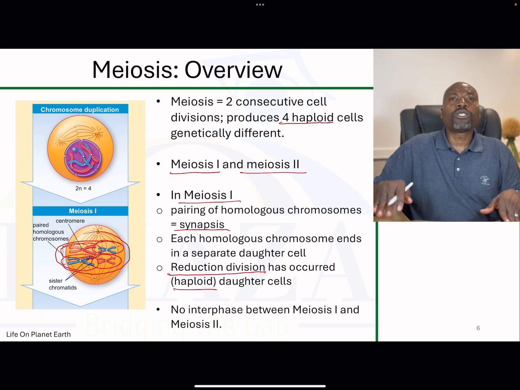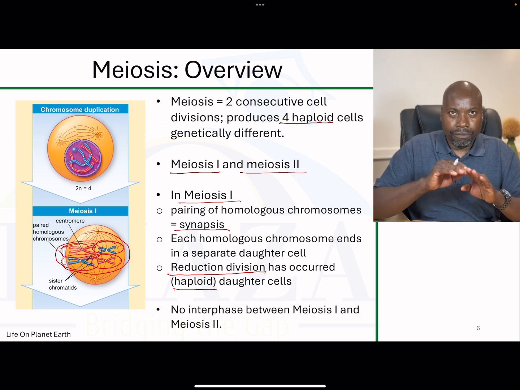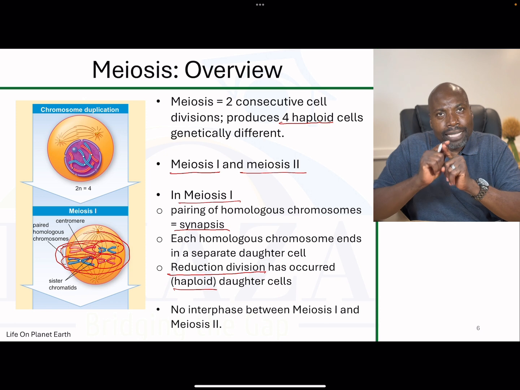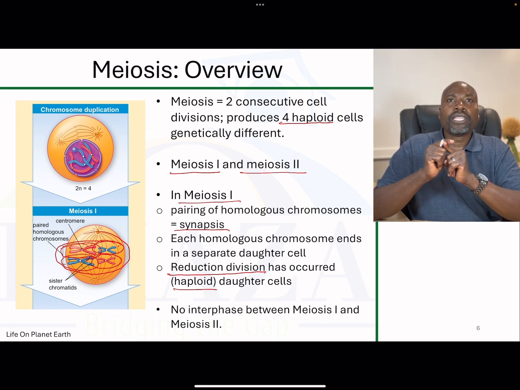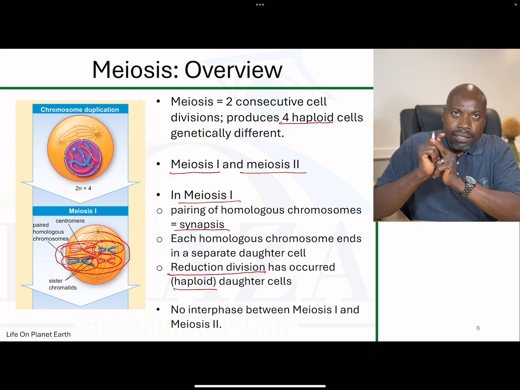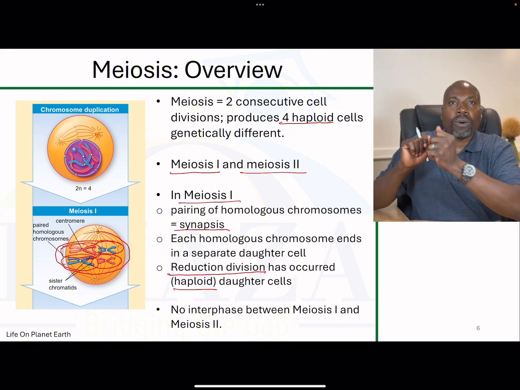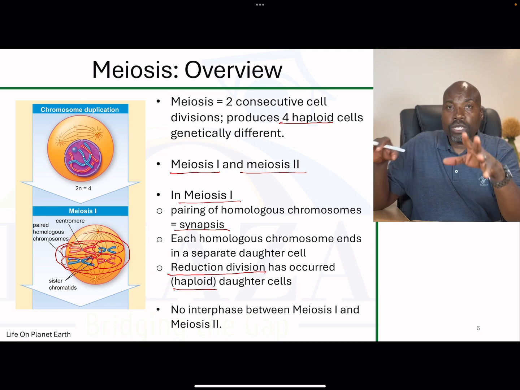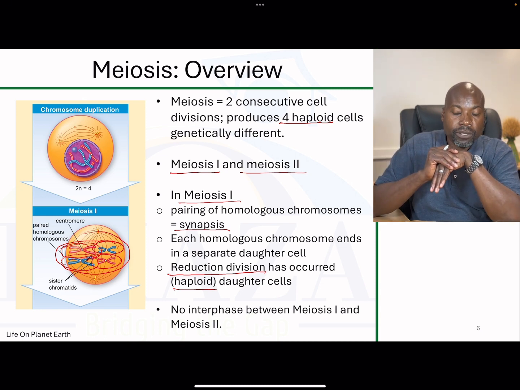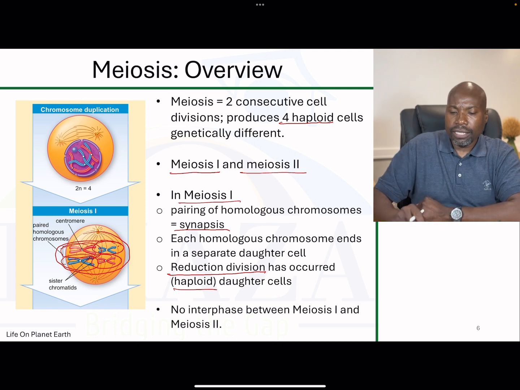The cell is going to undergo a second division. That second division is going to consist of the sister chromatids now going toward opposite directions and into 2 separate cells. We are going to take a look at the details of that.